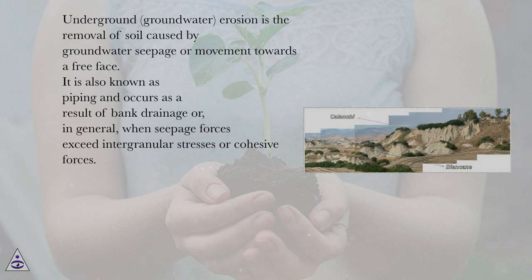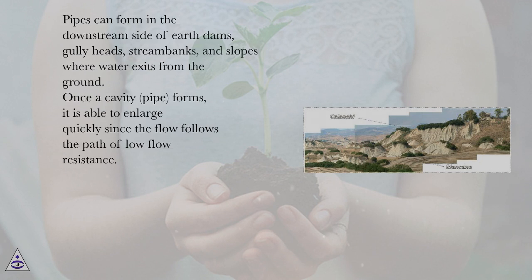Underground, or groundwater, erosion is the removal of soil caused by groundwater seepage or movement towards a free face. It is also known as piping and occurs as a result of bank drainage or, in general, when seepage forces exceed intergranular stresses or cohesive forces. Pipes can form on the downstream side of earth dams, gully heads, stream banks, and slopes where water exits from the ground. Once a cavity, or pipe, forms, it is able to enlarge quickly since the flow follows the path of low flow resistance.